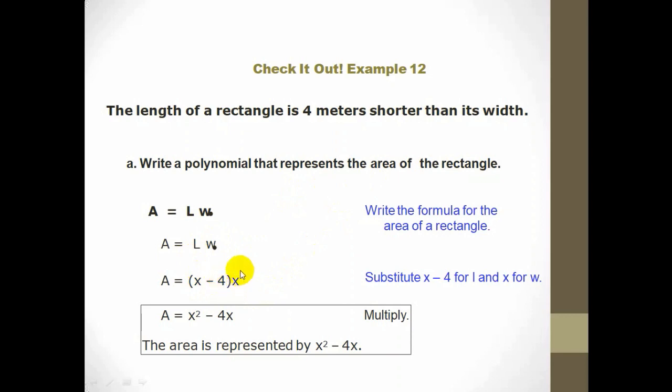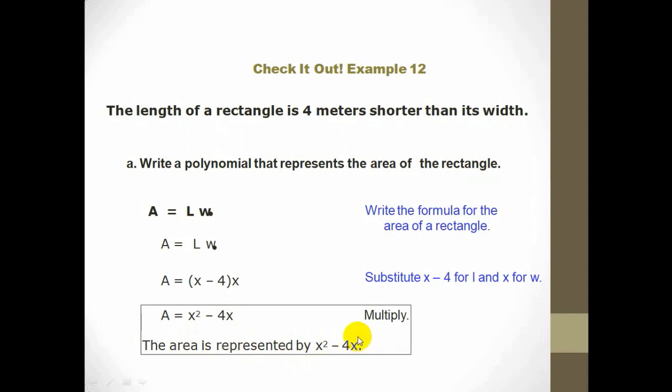Multiply, distribute x on x, distribute x on minus 4. We can write the area is equal to x square minus 4x. So the area is represented by the polynomial x square minus 4x.